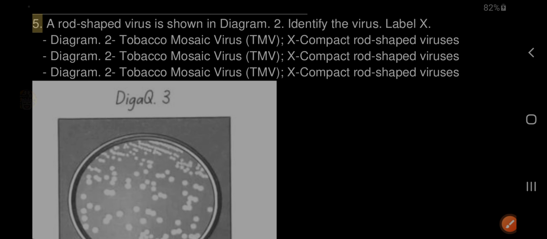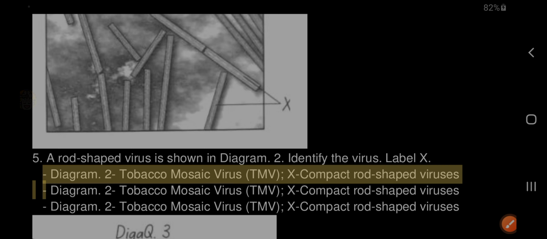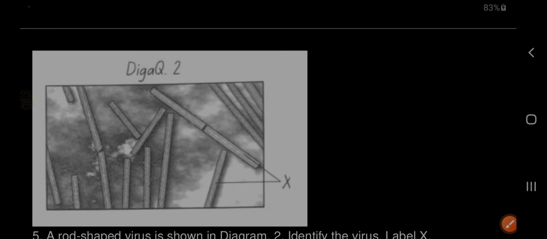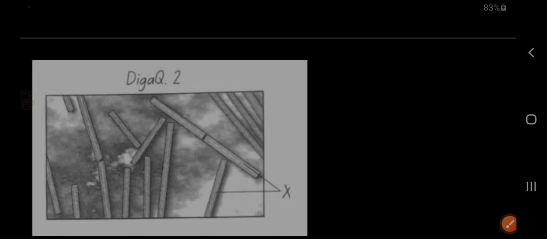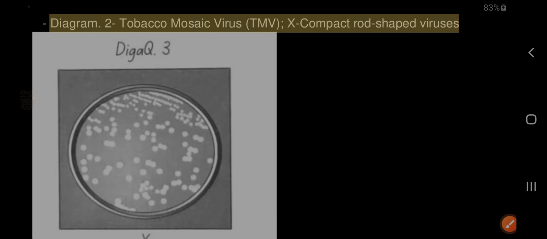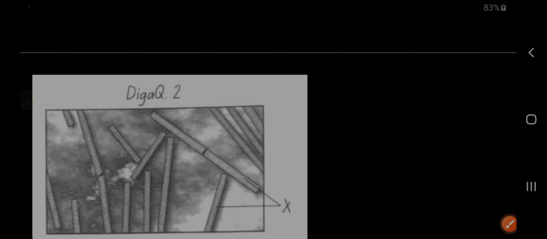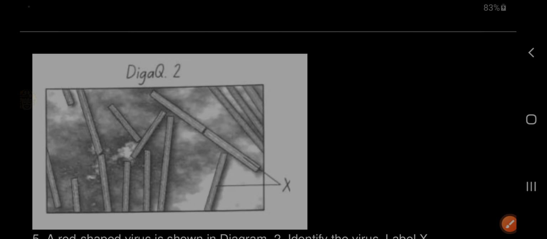Identify the virus. Label X. Tobacco mosaic virus, TMV. X, compact rod-shaped viruses.